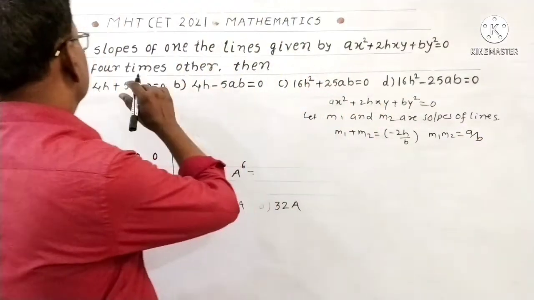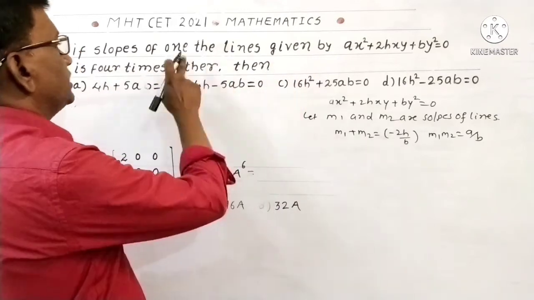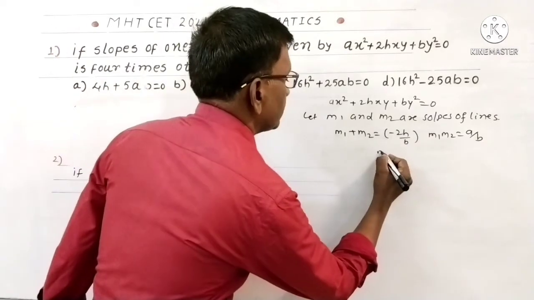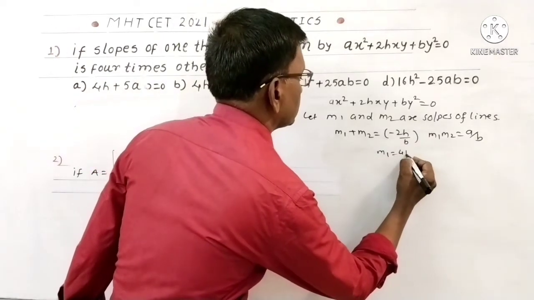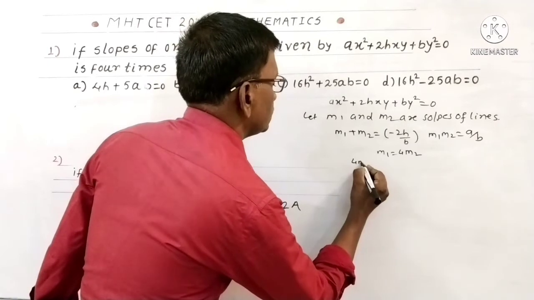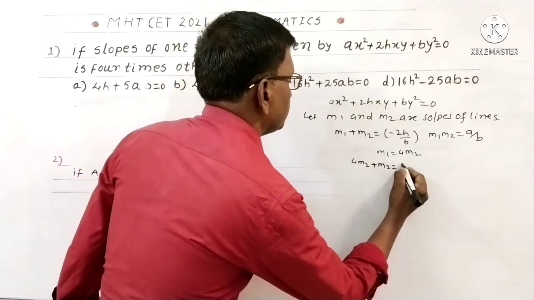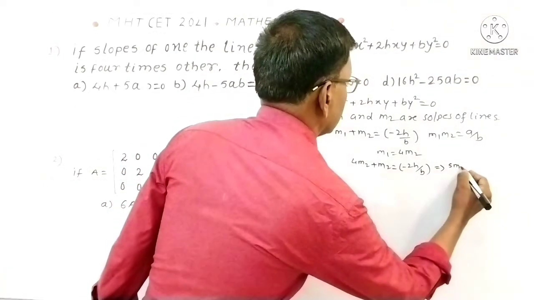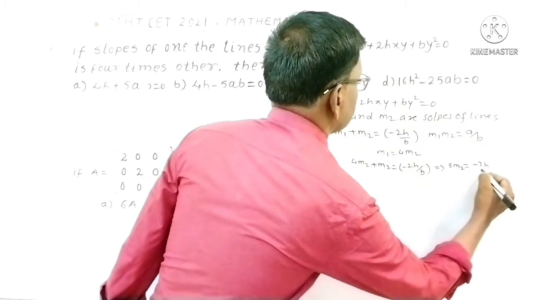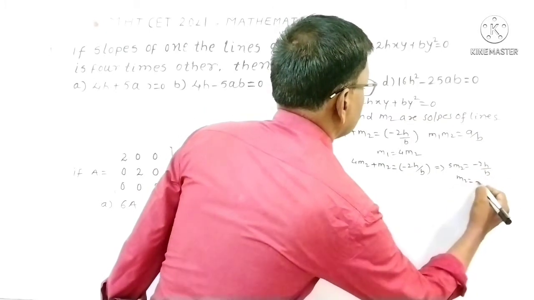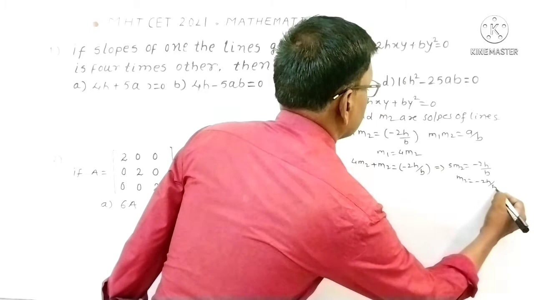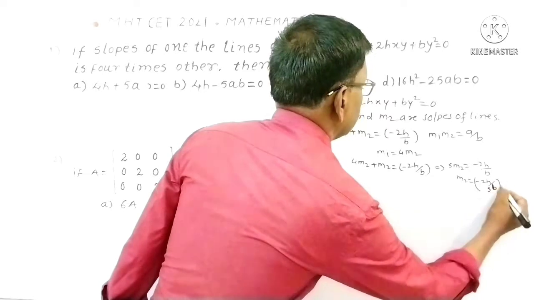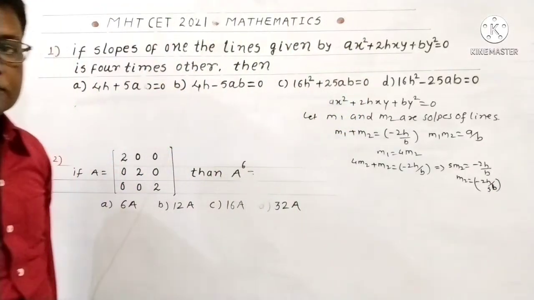And we have the relation given in the example that the slope of one of the lines is 4 times the other, meaning m1 is equal to 4m2. So 4m2 plus m2 equals minus 2h upon b, which implies that 5m2 is equal to minus 2h by b. Take this 5 to this side, then it goes to the denominator, so m2 is equal to minus 2h by 5b.